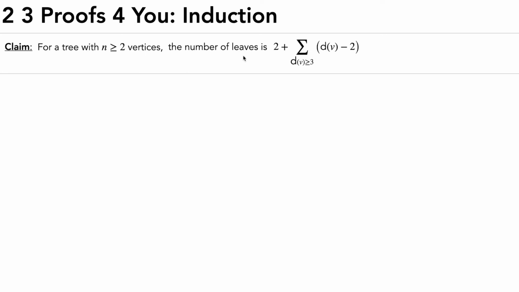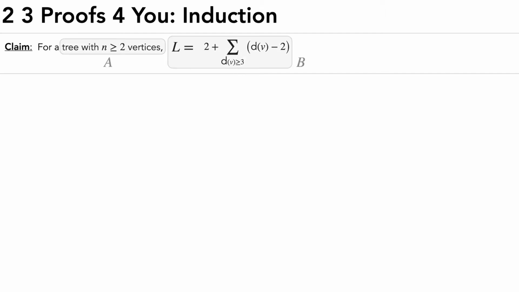So let's give ourselves some notation and refer to the number of leaves as L. So we want to prove that L is equal to 2 plus the sum of the degrees of the vertices minus 2, where we sum over all the vertices whose degree is greater than or equal to 3. Like we mentioned in the previous problem, whenever we're doing graph induction, we normally want to prove that some property A implies some property B.